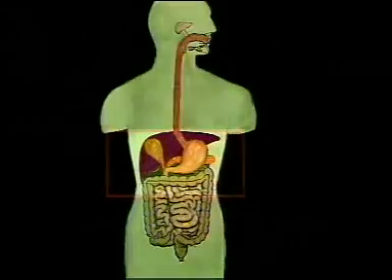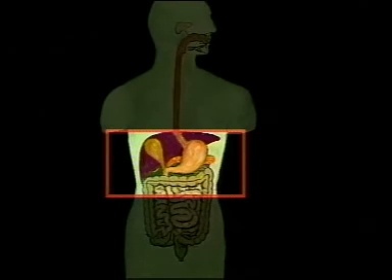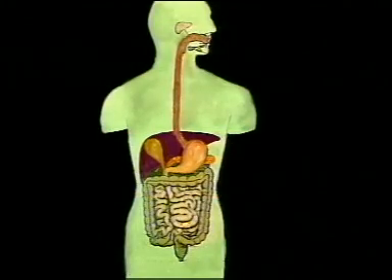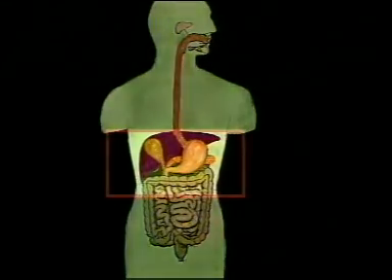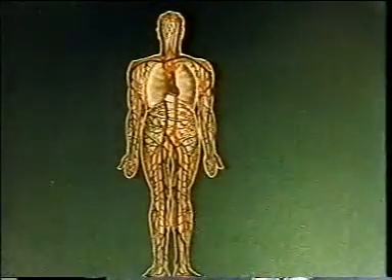The body is very complex. It consists of different systems. Each system is performing specific functions. For example, the digestive system digests the food we eat and makes it available for the body to use for various functions. Kidneys excrete waste products from the body.